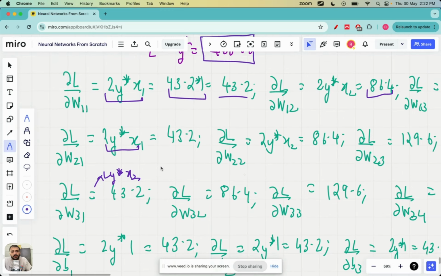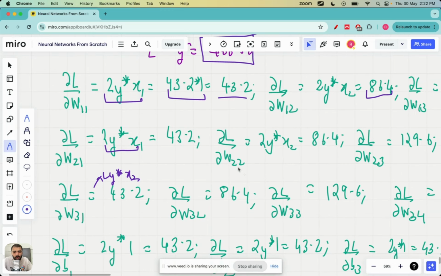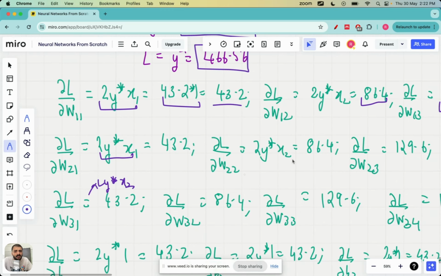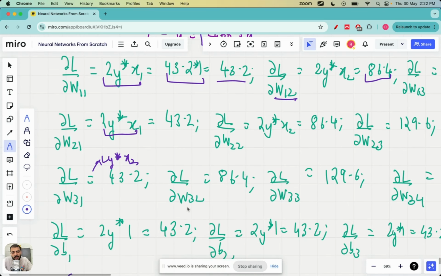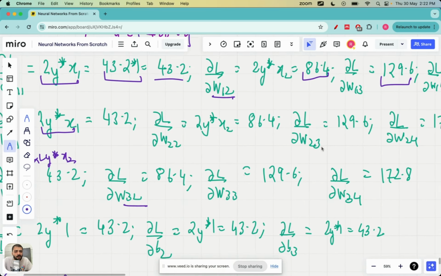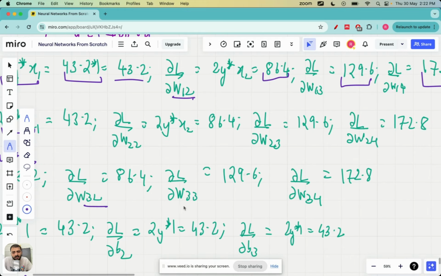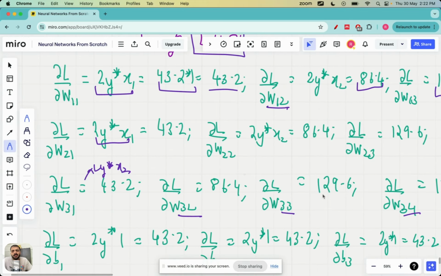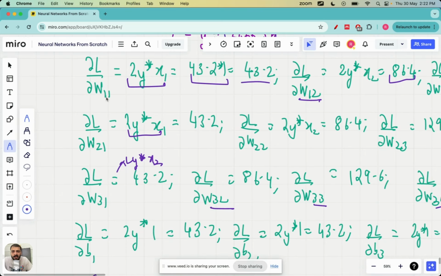And this is the same for the partial derivative of L with respect to W22, that's 2y into x2, which is the same as what we calculated for W12, and that's the same for W32. And it's similar for W23 and W33 and W24 and W34. In short, the partial derivatives with respect to W11, W21 and W31 are identical, and that value is 43.2.